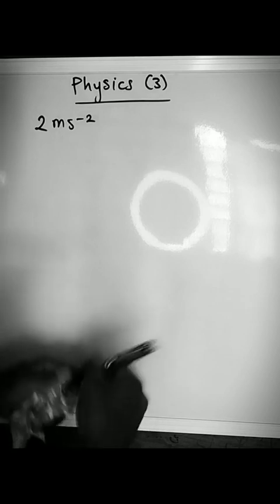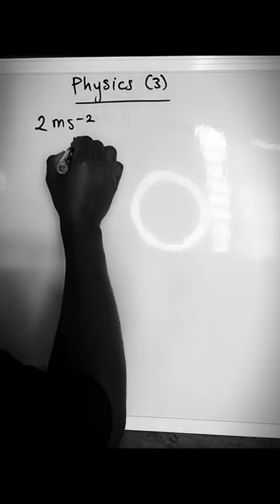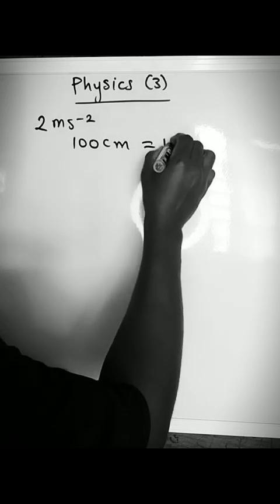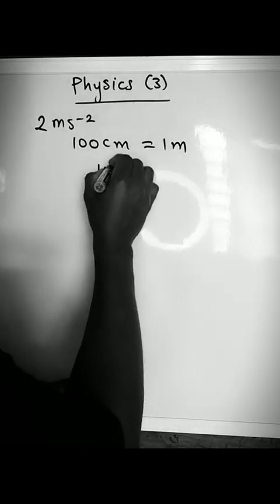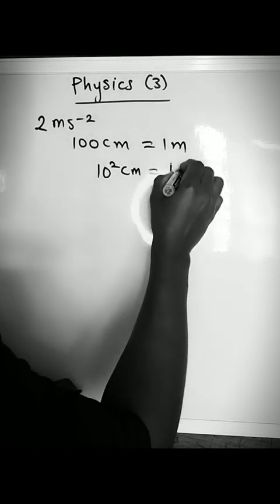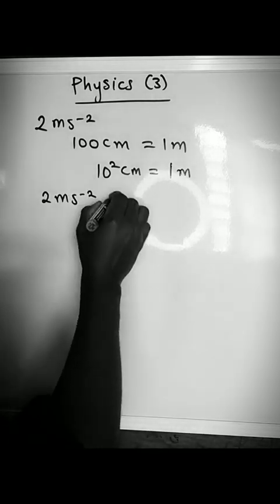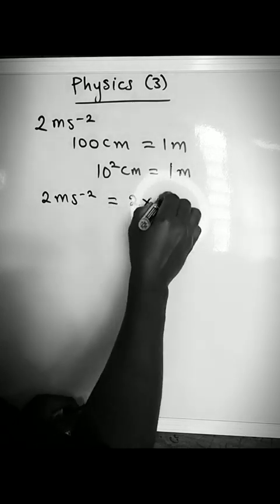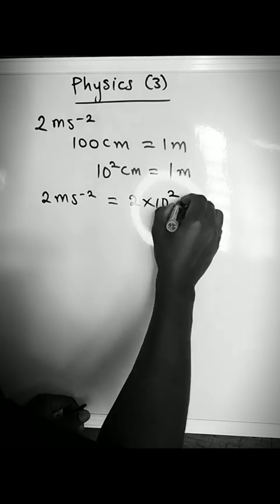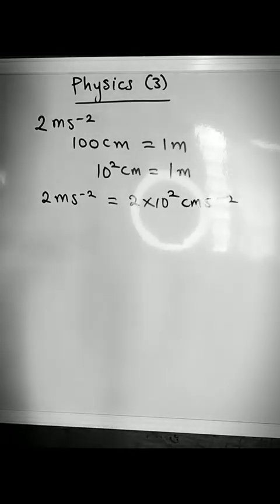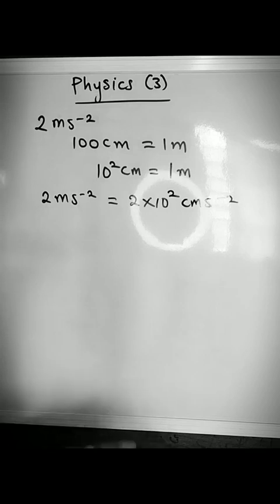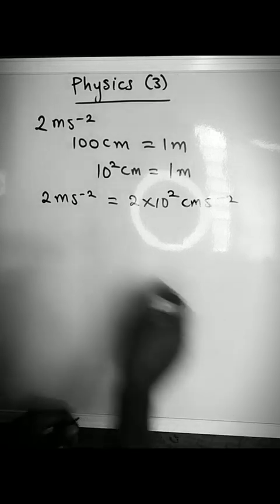Remember from a previous video, 100 centimeters gives us 1 meter. That is, 10 to the power 2 centimeters gives us 1 meter. That is what it is saying, which means that 2 meters per square second in CGS units would be 2 times 10 to the power 2 centimeters per square second. So we come up with a conversion ratio as we did in the previous video.